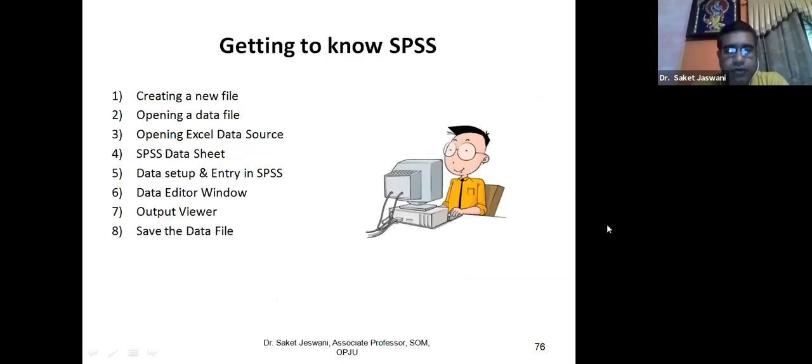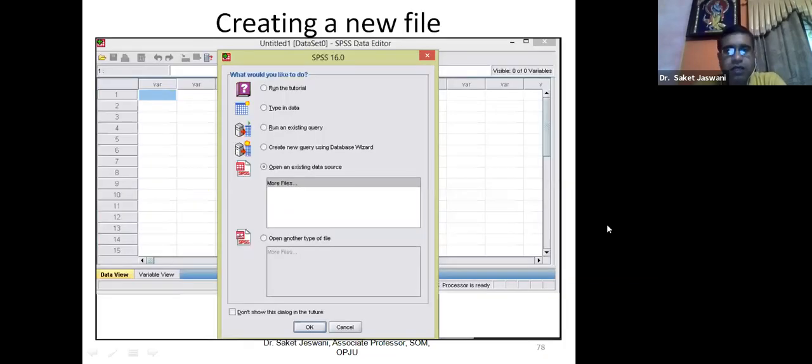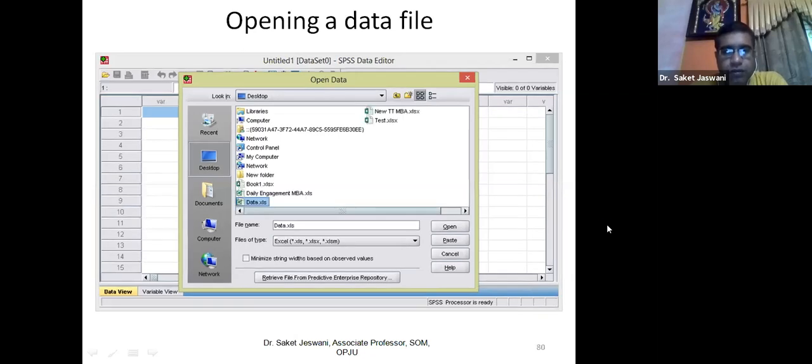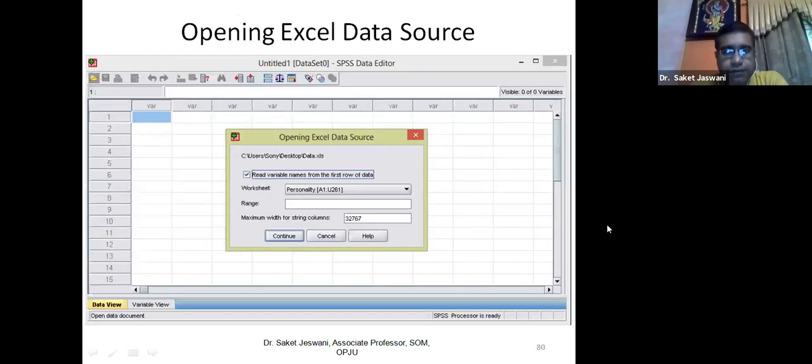These are the 8 things which we need to understand about SPSS. This is how a new file is created. Once we open the SPSS software, the typical window that opens is like this. With the help of this window, we can upload the Excel data sheet into SPSS. This is how the data file is opened. It will ask you to locate the Excel file saved in your computer or laptop. You need to locate the Excel file and upload the data file. Then you need to identify the worksheet and click continue.